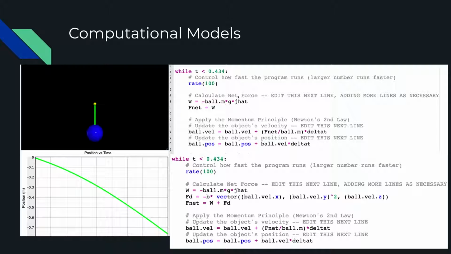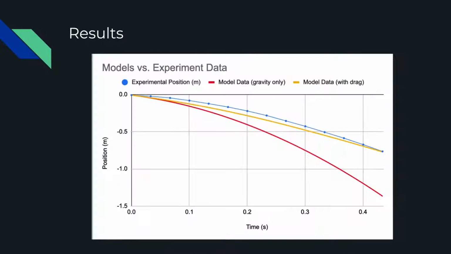In the first model, the one without drag, the net force is only the weight force, which we put as the ball's mass times the acceleration of gravity times the unit vector in the direction of gravity, all with a negative sign because it's going down. And then we define the ball's velocity using Newton's second law, where the ball velocity equals the net force divided by mass times change in time. And we also updated the position with this formula, as we did in the last lab.